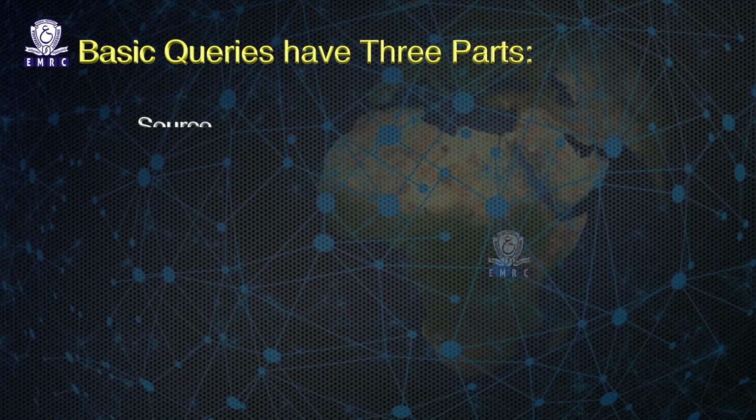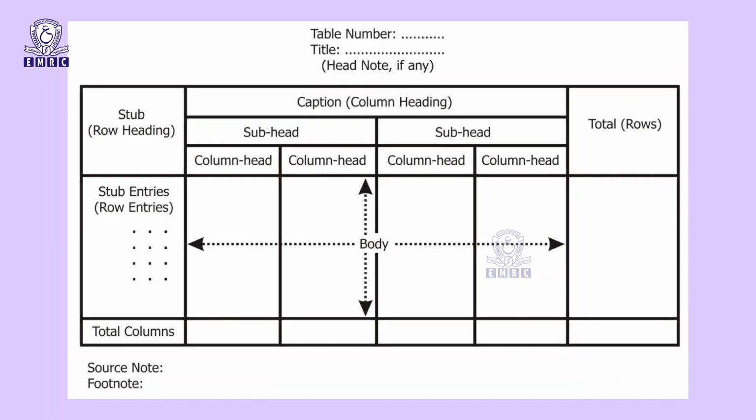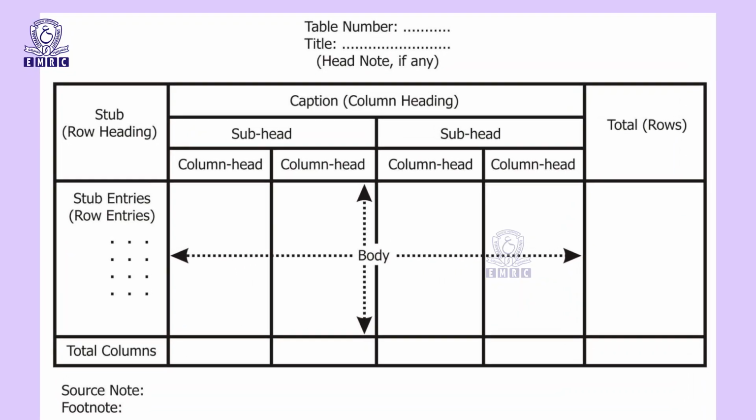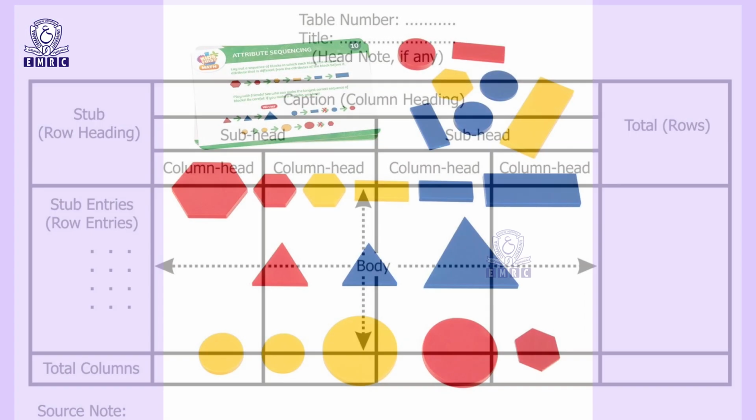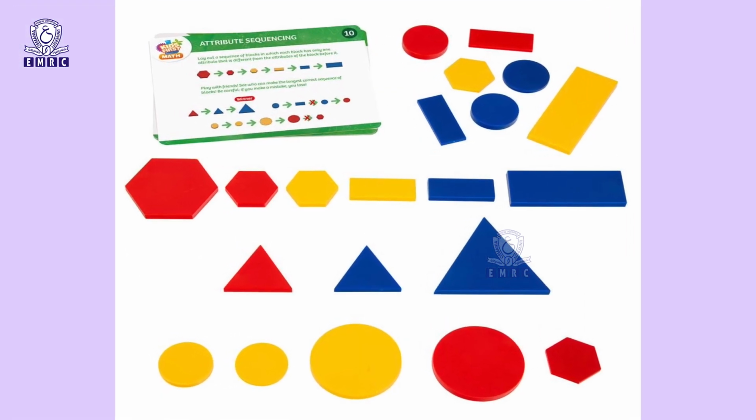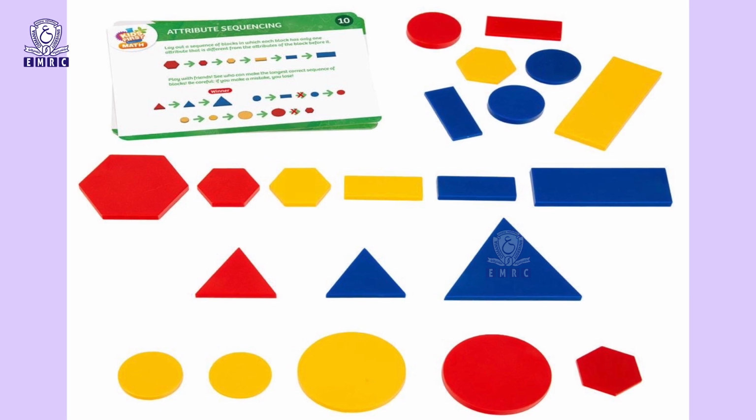Building a basic query. All basic queries have three parts: source, filter and relationship. This is true for both attribute and spatial queries. The source can be a table or feature class. The filter can be an attribute value or a shape or feature. The relationship between the source and filter is based on logical comparison and spatial operators.